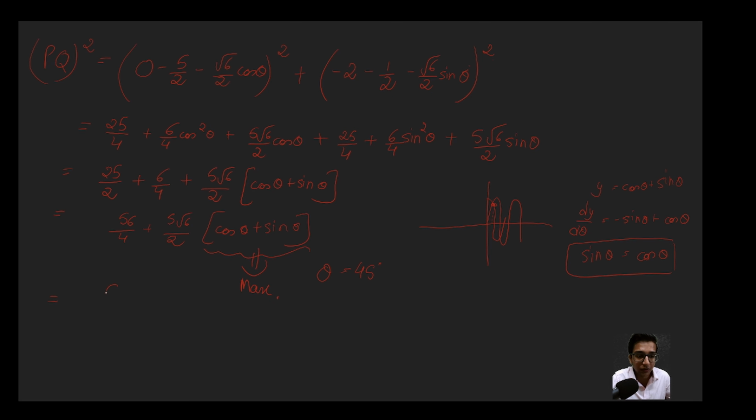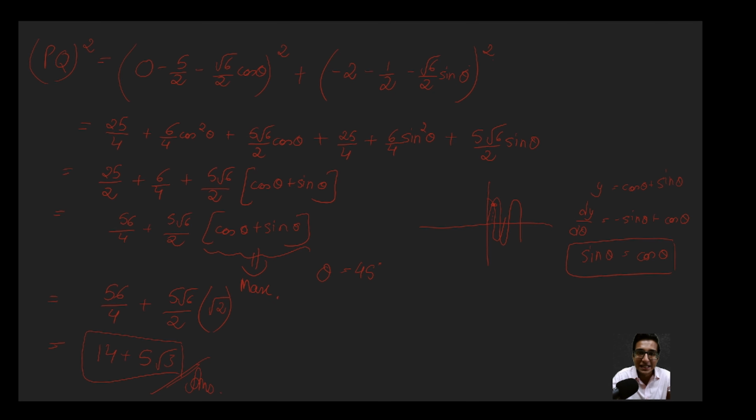So from here what do we get? 56 by 4 plus 5 root 6 by 2 into cos 45 plus sin 45, which is 1 by root 2 plus 1 by root 2, we get 2 by root 2, which is root 2, and from there I've cancelled it out. So what are we getting? 14 plus 5 root 3. This is our answer.